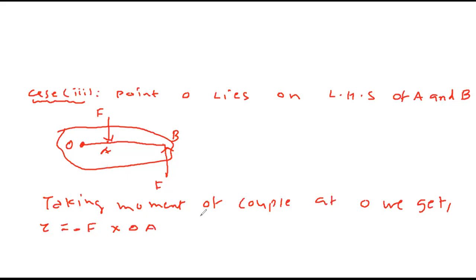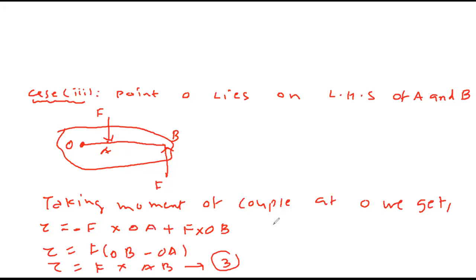What about F acting on B? Its distance from O is OB. Anti-clockwise, so plus. So torque is F into OB minus OA. What is OB minus OA? AB. F into AB, equation. Is it the same in 1, 2, 3?